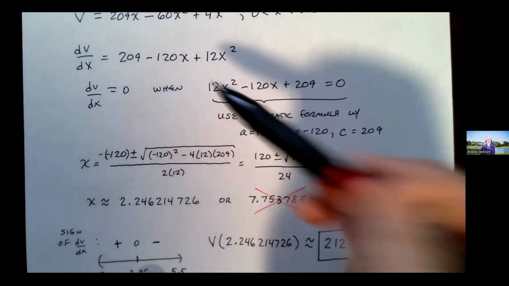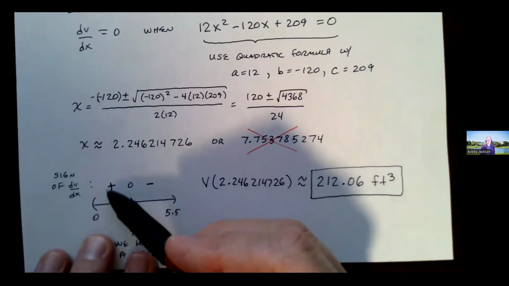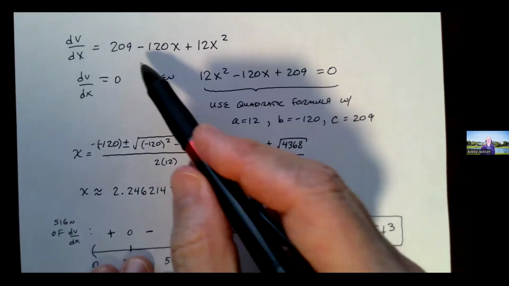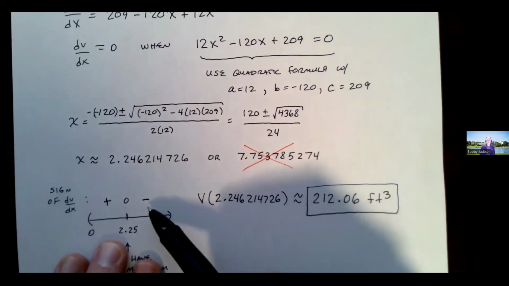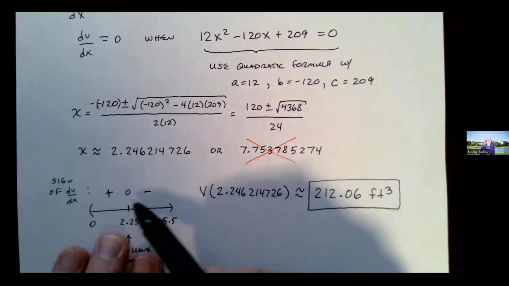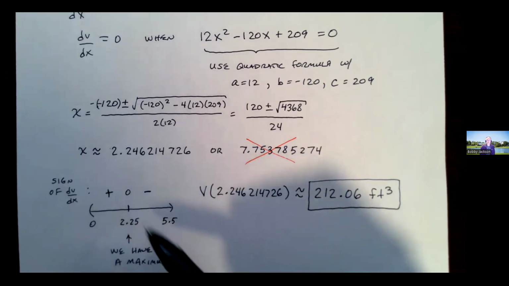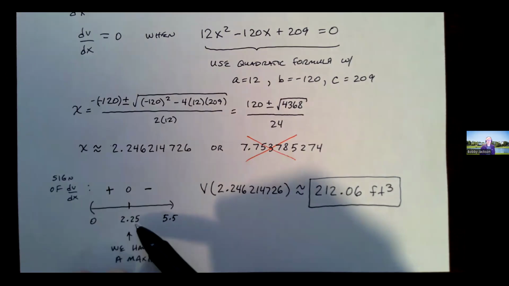Well, that's going to be a positive number. So I have positive there. And if I plug in something between 2.25 and 5.5, like 3, if you plug that into the derivative here, you will get a negative number. This means what? That because our derivative is changing from positive to negative, the function must be increasing and then decreasing. So we indeed have a maximum at 2.25.